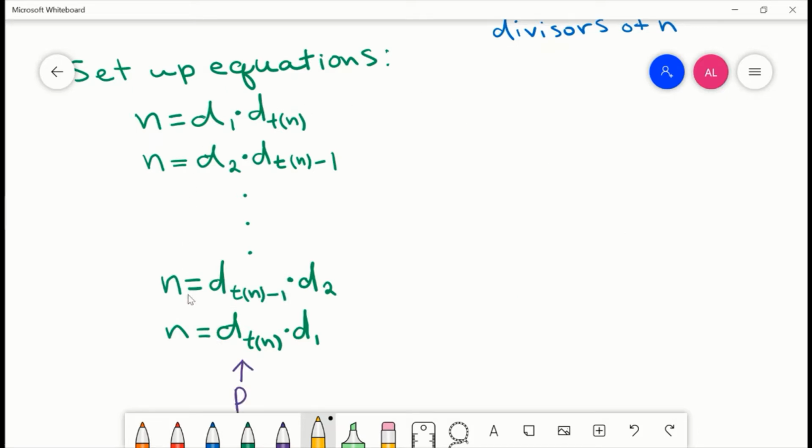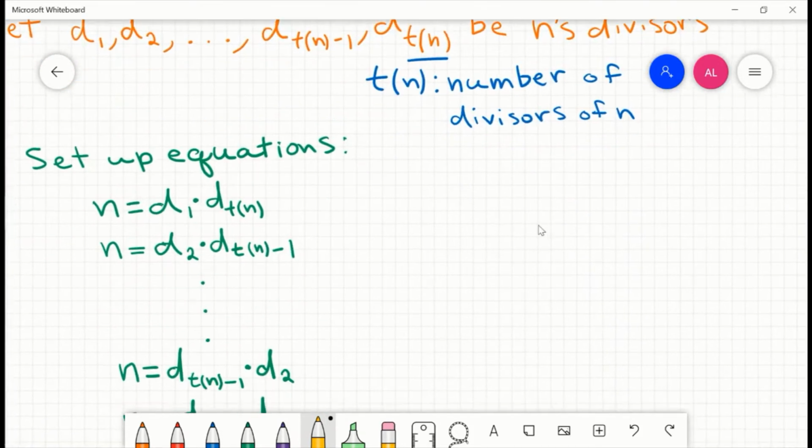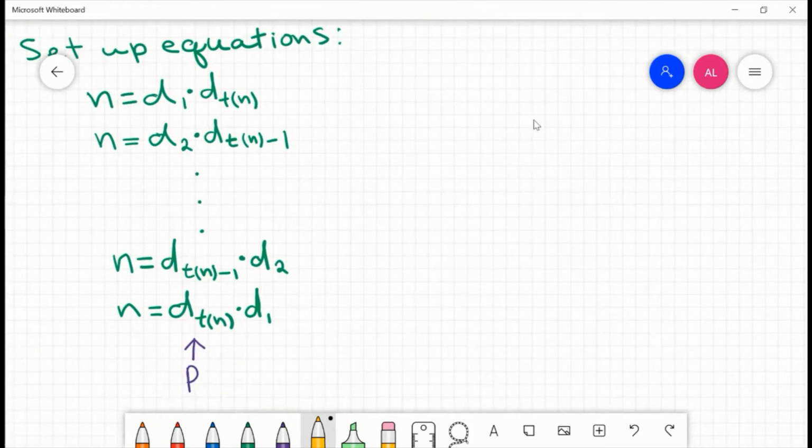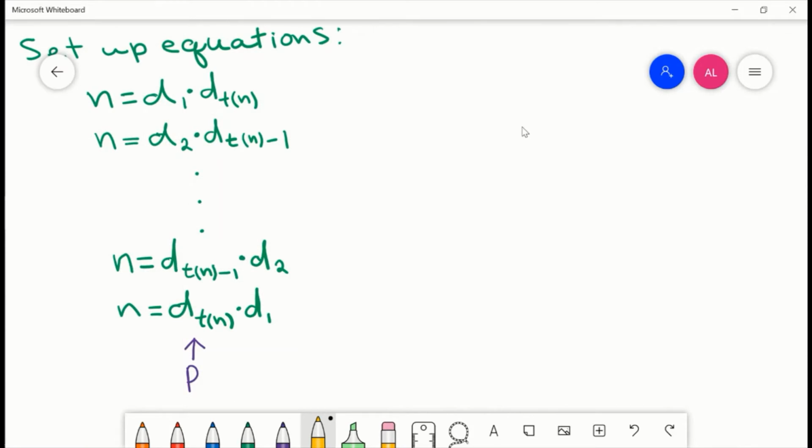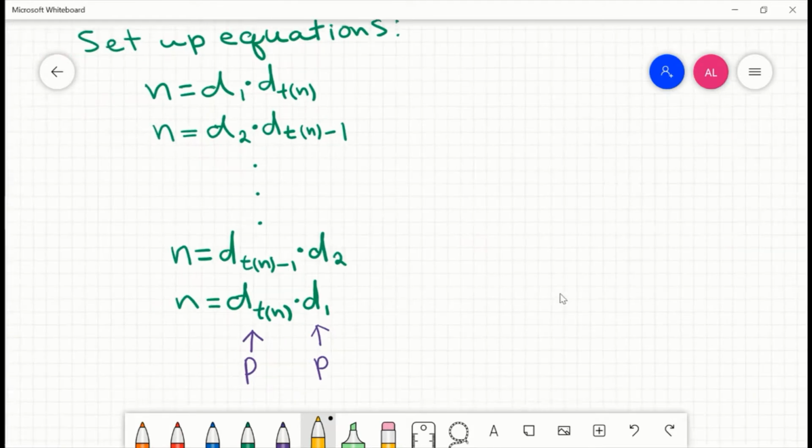This right here, this column, if only that column were multiplied together, this would be the desired product we are looking for, also called P. That's what we're going to call it because P stands for product. And then notice that this column also multiplies to P. They're just in different order, but multiplication is commutative, so that doesn't really matter. So that immediately gives us the idea to multiply all of these equations together.